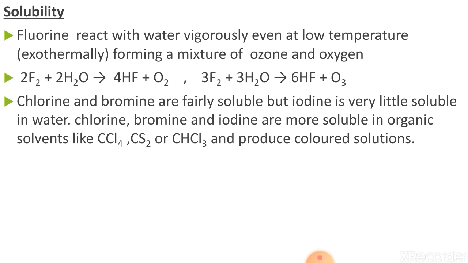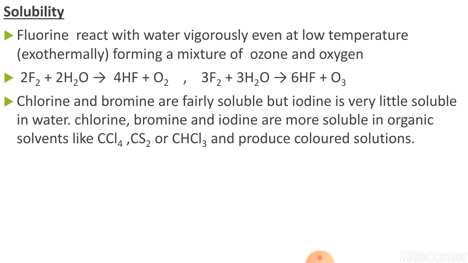Chlorine, bromine and iodine are more soluble in organic solvents like CCl4, carbon tetrachloride, carbon disulfide and chloroform, and produce colored solution. So these are about the solubility of halogens.